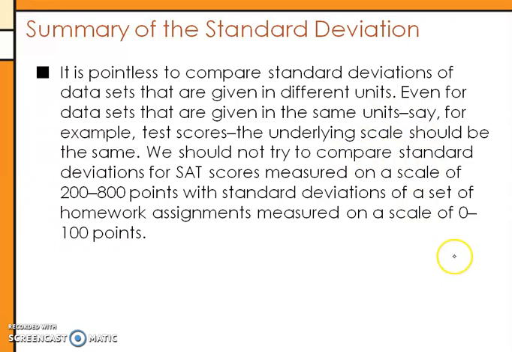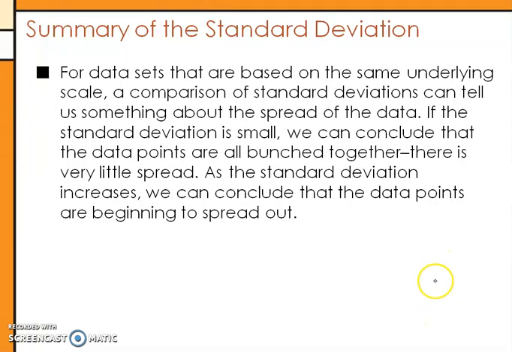So we shouldn't try to compare the standard deviation of her SAT scores, because the lowest you can get is 200 and the highest you can get is 800, to homework where you can get between 0 and 100. They'd have to be on the same scale for it to even make sense. Say I have a quiz where the lowest you can get is 0 and the highest is 10, versus a test where you could get 0 to 100. Those standard deviations will already be different because the spread on the points you can get is different to begin with. So they have to be the same scale and the same units to be able to compare standard deviation. But if they have the same units and the same scale, they can tell us something.